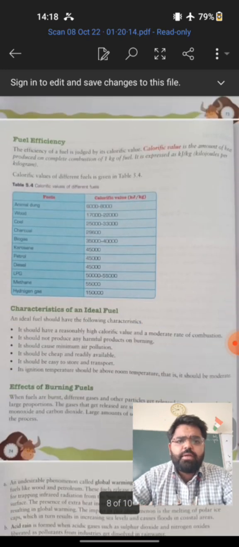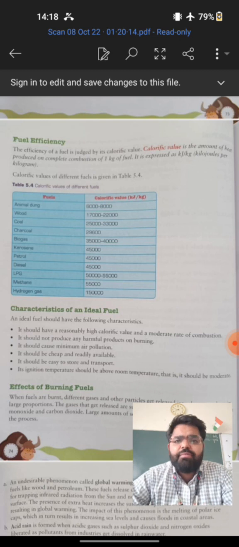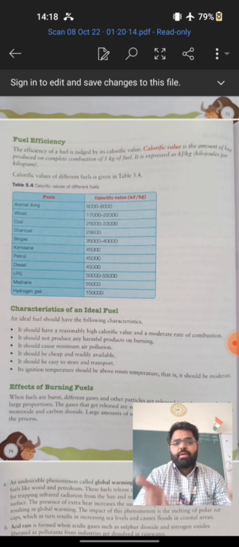Now fuel efficiency, that we have to understand, we have this calorific value which will define the fuel efficiency. So calorific value is the amount of heat energy produced when we are burning 1 kg of that particular substance, right? So the amount of heat is expressed in the form of joules. So the SI unit is basically kilojoule per kilogram, right? When we are burning 1 kg of that specific fuel, how much energy you are getting in kilojoules.